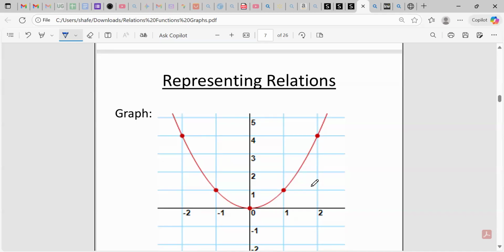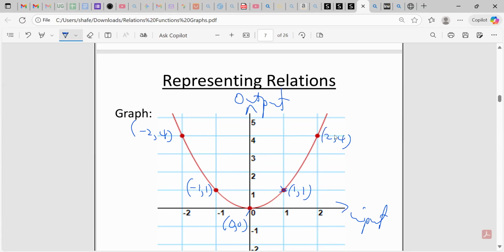And this is what the graph looks like, right? Again, you put the input here. I'm not going to call it x yet. And this is your output. So you've got -2, 4. Here is -1, 1. This part is the origin, 0, 0. Down here is 1, 1. And here is 2, 4, right? Very important, to draw a graph, read a graph.